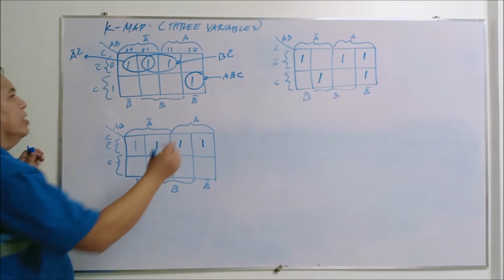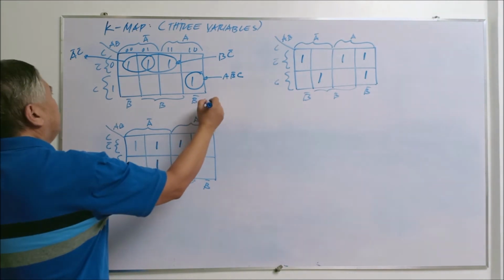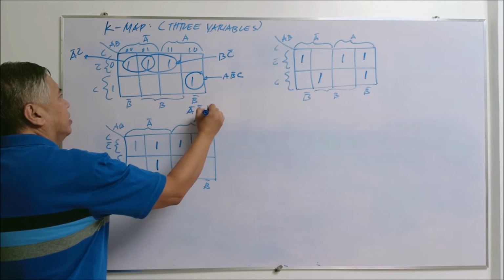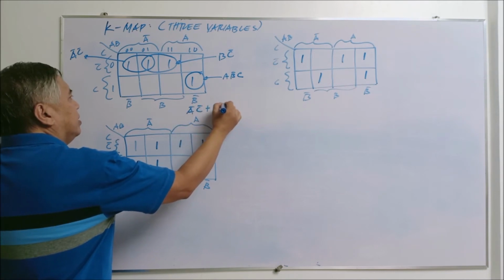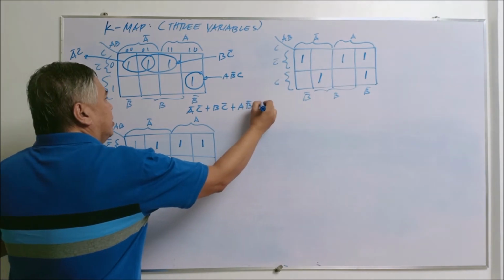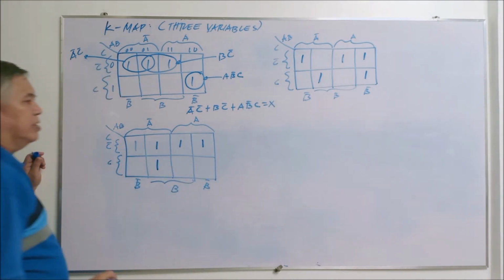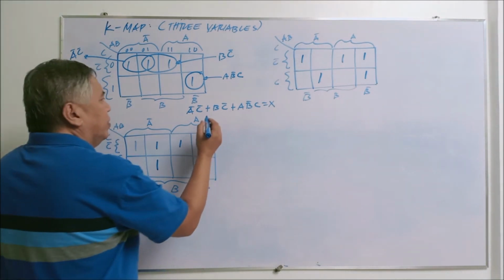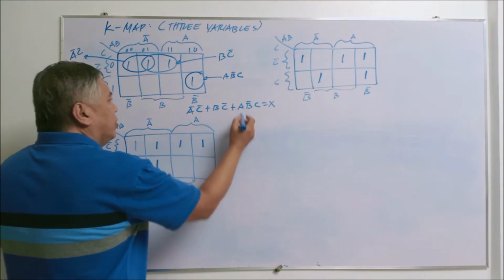So generally, our final equation will be A bar, C bar, plus B, C bar, plus A, B bar, C is equal to X. Okay, so that will be our logical equation. And what will be our logical circuit? So we need how many AND gates? 1, 2, 3 AND gates.